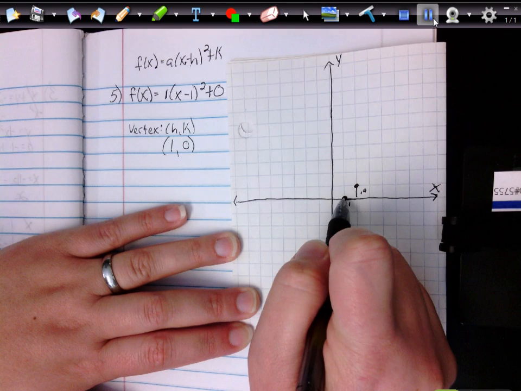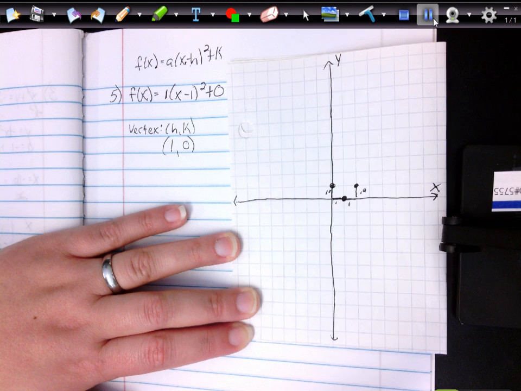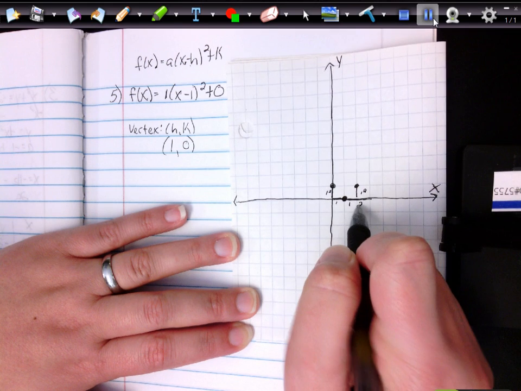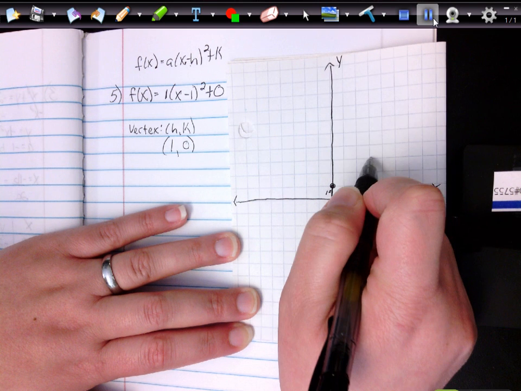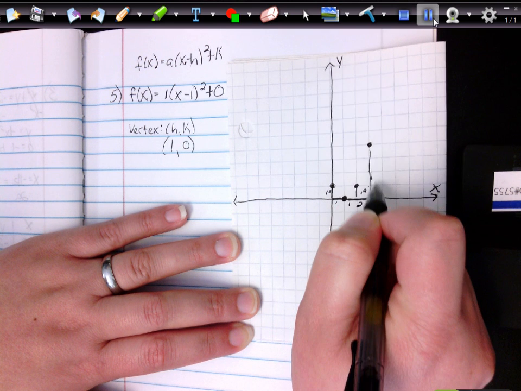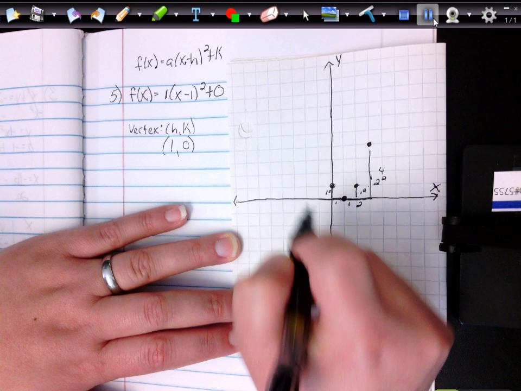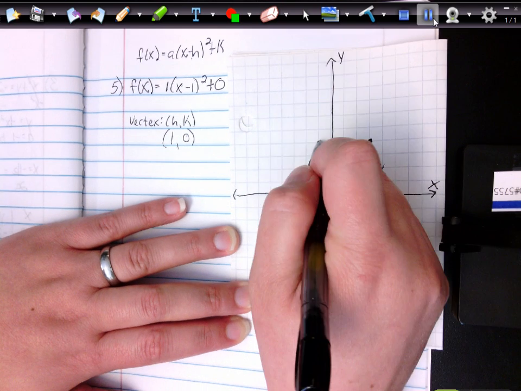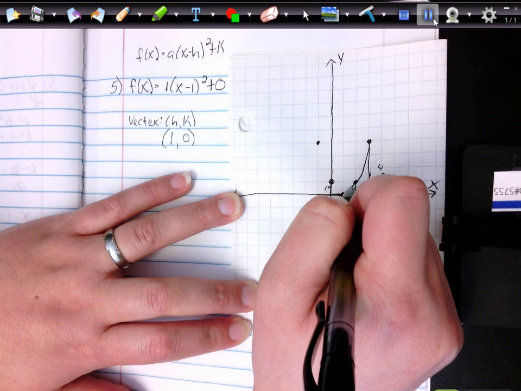Then from the vertex point, if I go left 1, again I'm going to square 1, and I'm going to get 1 because 1 squared is 1, so I'm going to go up 1. Then from the vertex, if I go over 2 spaces, then I'm going to square 2 and get 4, so I'm going to go up 4. 1, 2, 3, 4. Same thing here. If I go left from the vertex 2 spaces, I'm going to go up another 4. 1, 2, 3, 4. So there's my U shape. I'm going to go ahead and draw it.